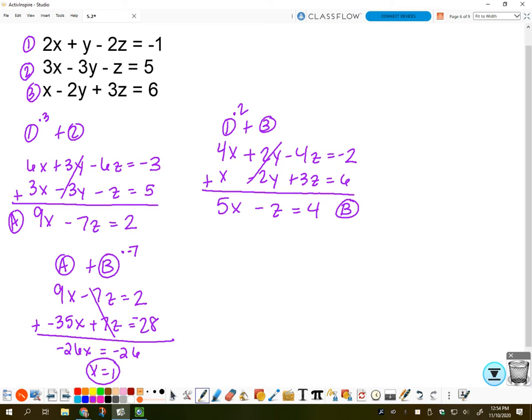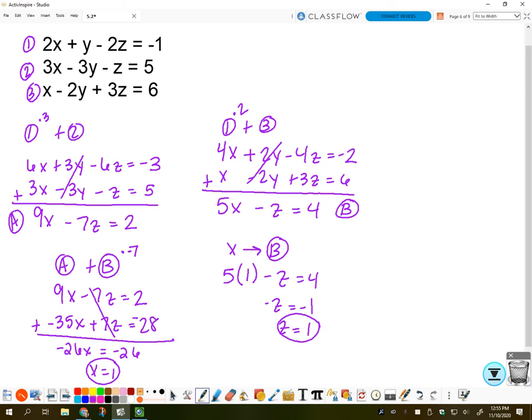Alright, now you've got to plug it in where there are 2. And again, it does not matter which one of these you plug it into, A or B. I'm going to pick B because it's right there and I can see it without much effort. So 5 times 1 minus z equals 4. So this is 5, subtract it to the other side, so negative z is negative 1, so z is 1.